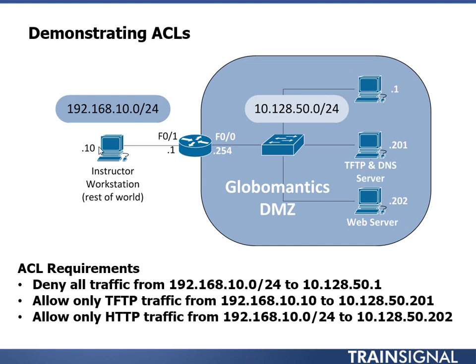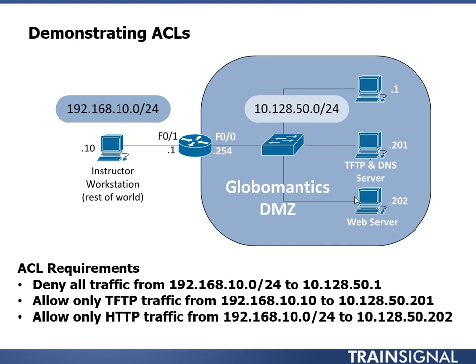Second, since my instructor workstation here is personal to me and I'm an administrator, I want to be able to send information to the TFTP server and back again. So I'm going to only allow TFTP traffic from my IP address 192.168.10.10 to the TFTP server at 10.128.50.201. And then last, I'm going to allow only HTTP traffic from 192.168.10.0/24 to my web server. So I'm only going to allow web traffic to that server. So these would be just basic requirements that we would use to set up in a DMZ like this.